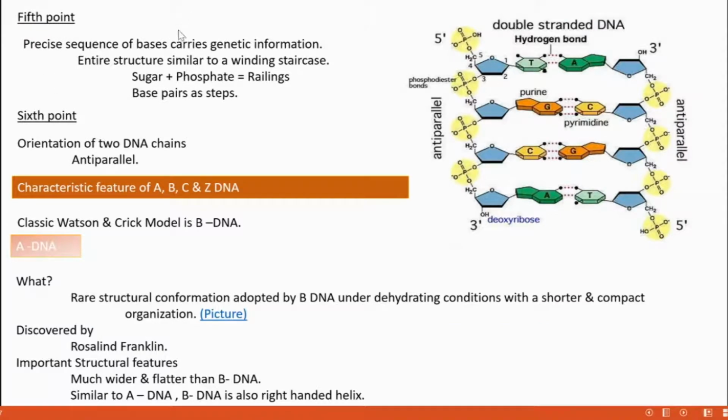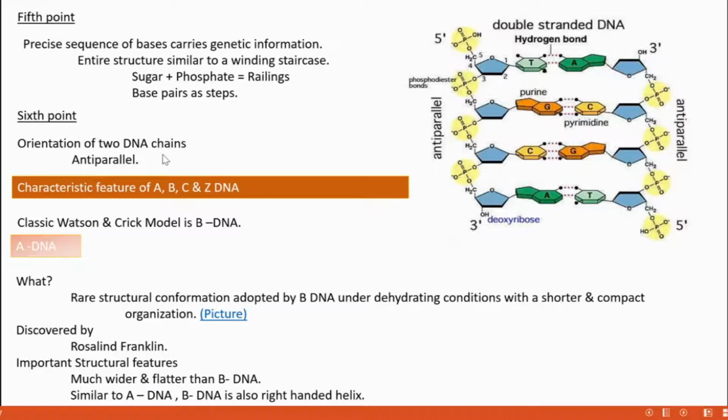Fifth point. The sequence of bases in the strand determines the genetic information it carries. The precise sequence of bases itself carries the genetic information. And the whole structure is just like a winding staircase, with the sugar and phosphate forming the railing, and the base pairs forming the steps. And the sixth point, I already told you.